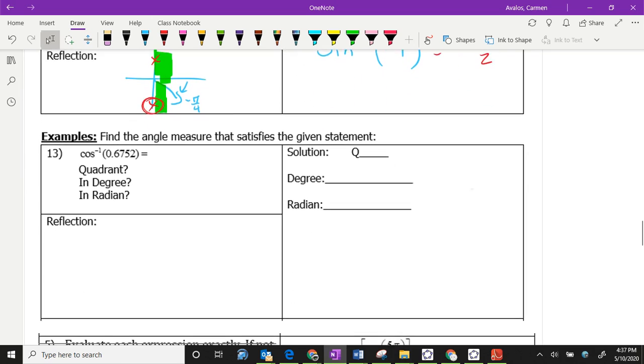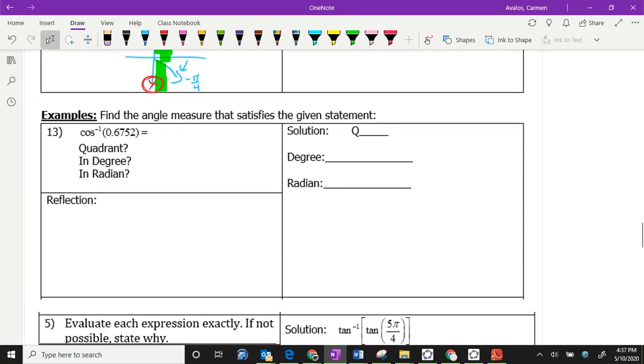Okay, so let's do the next problems here. These are all calculator problems, and it's pretty much the same thing. You could do the degrees and the radians on there. So you do the cosine inverse of 0.6752 on there.